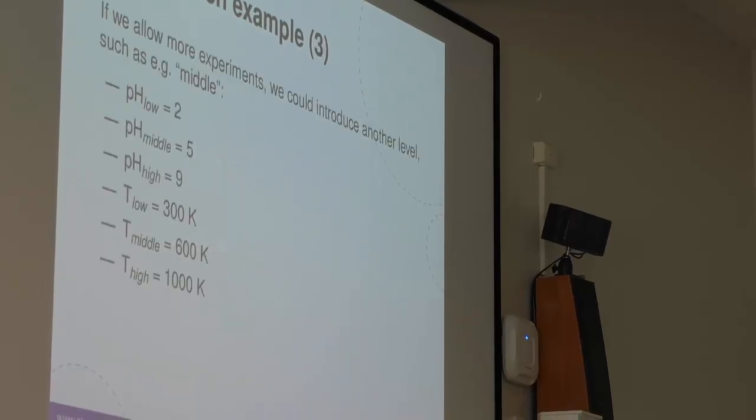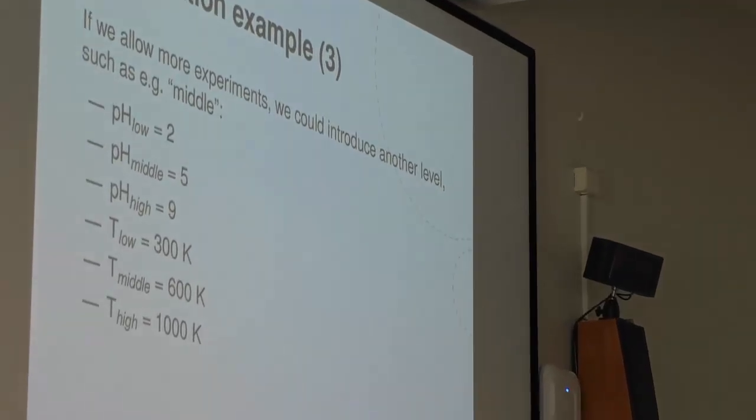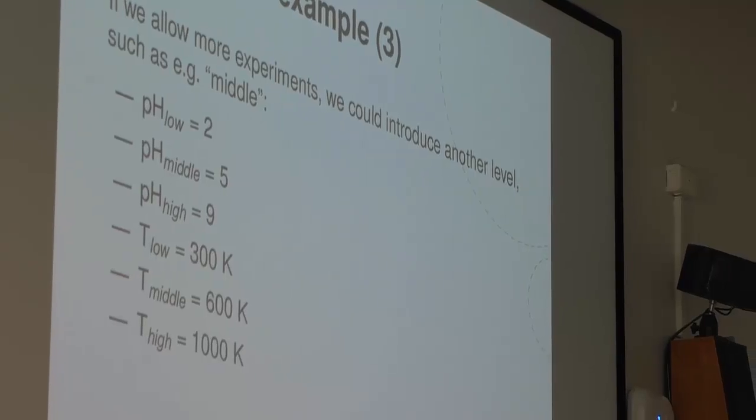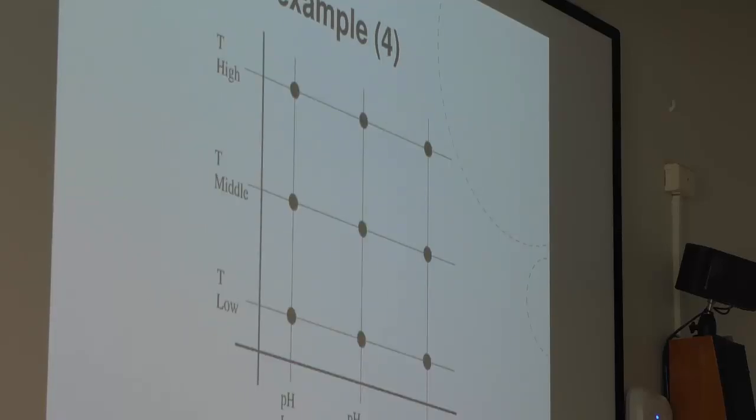All right, but we could have set more levels, like three levels. We can include, let's say, a middle level. And that is sometimes needed, especially if you want to study in more detail how the response surface is looking or behaving. Then you might need more levels, and in that case you will get a more finely gridded space, so to speak.